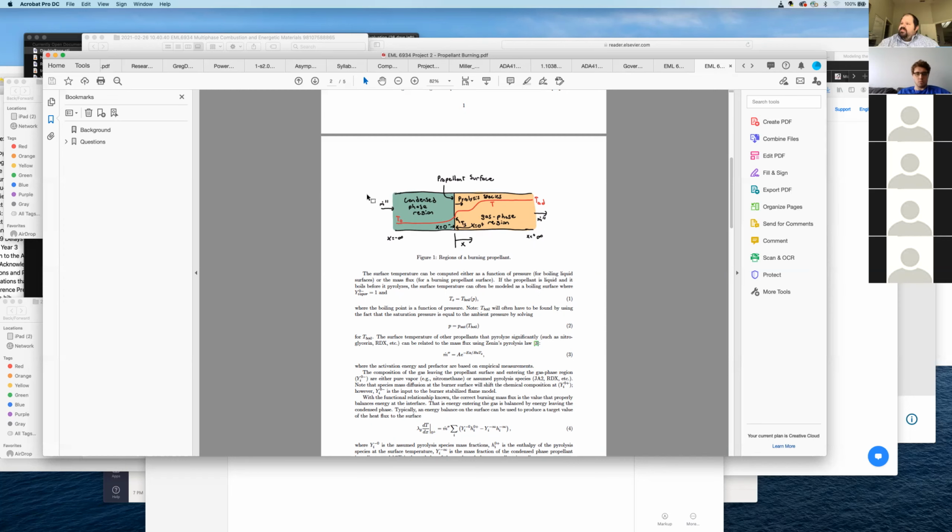Because once you get m dot double prime, you can estimate the surface temperature. Once you estimate the surface temperature, you can estimate the pyrolysis species. Then you use Cantera to solve the so-called burner stabilized flame. Then you can compute the heat feedback to the propellant, and then check and see if the energy is properly balanced. If they're balanced, you have the correct burning mass flux for that given state of reactants, pressure, temperature, etc. If they're not in balance, then you need to guess again on the burning mass flux.